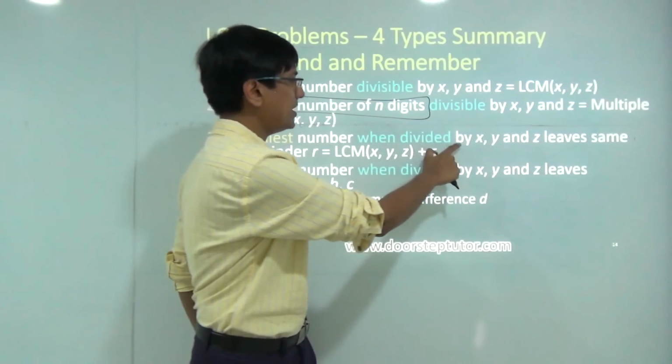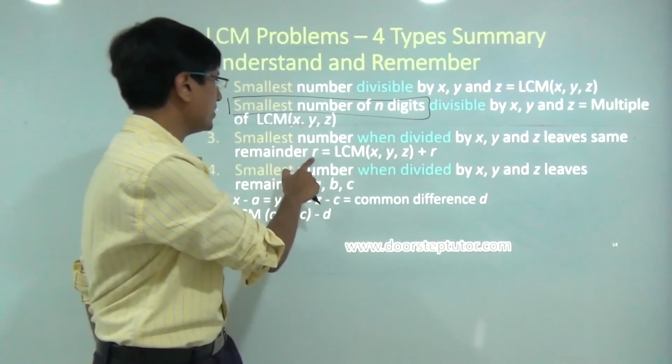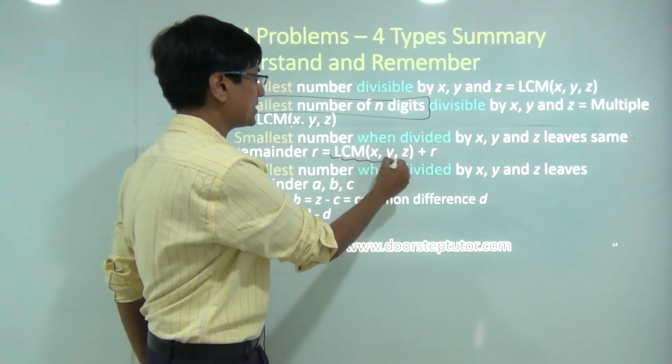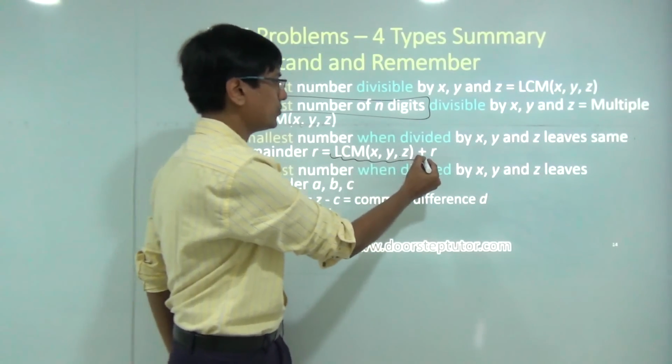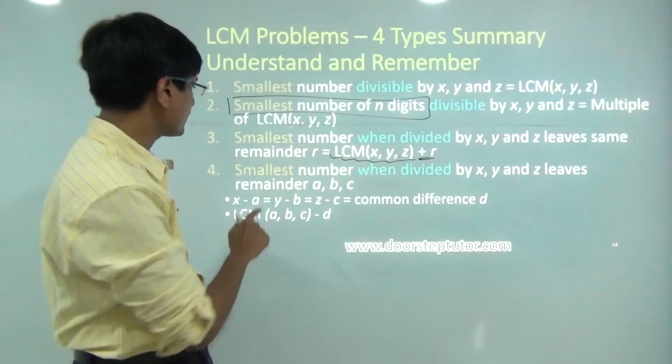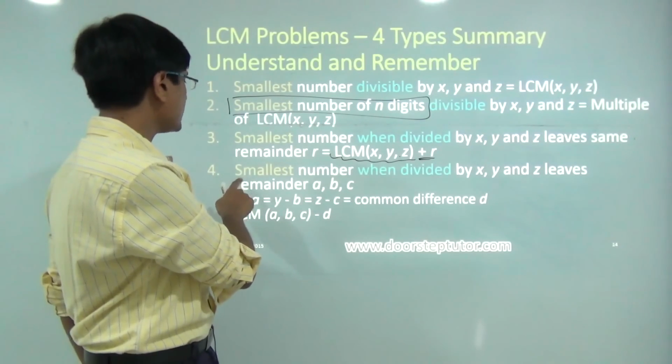The smallest number which, when divided by x, y and z, leaves the remainder r. So LCM is completely divisible by x, y and z. I have to find the number which leaves a remainder r, so I add r. That is the formula. And then this is the last thing that we discussed.